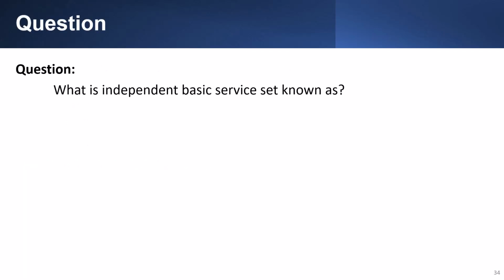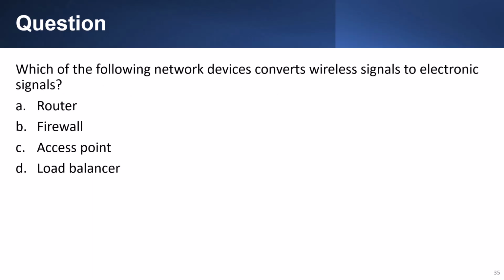Question. What is independent basic service set known as? Answer: ad hoc. Question. Which of the following network devices converts wireless signals to electronic signals? Answer: access point.